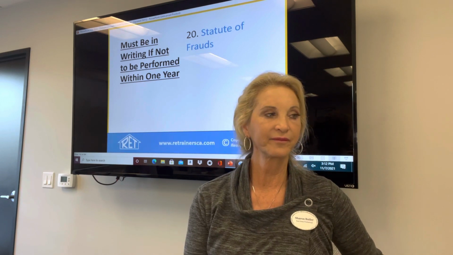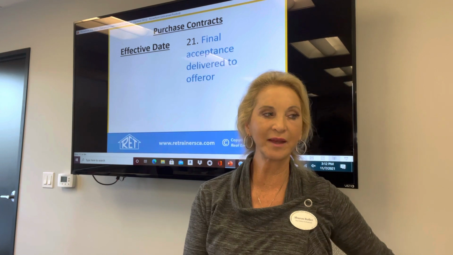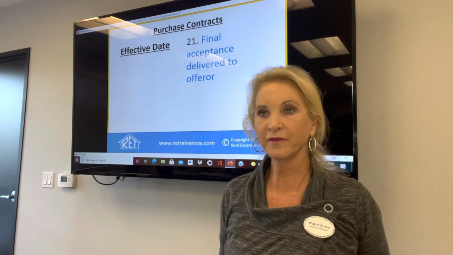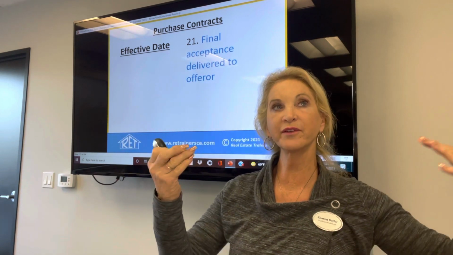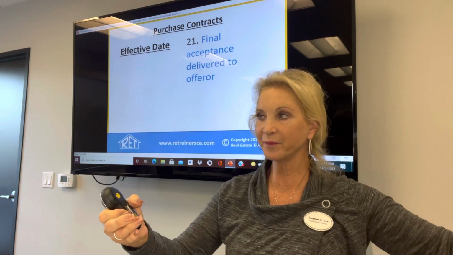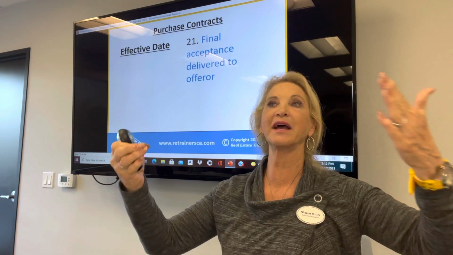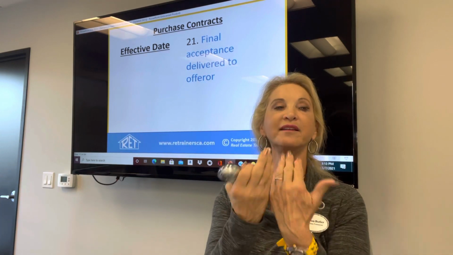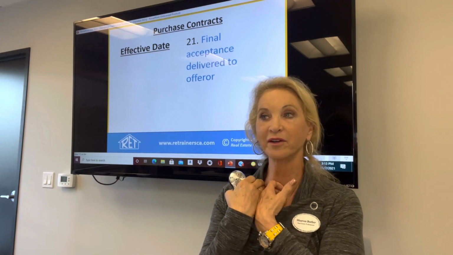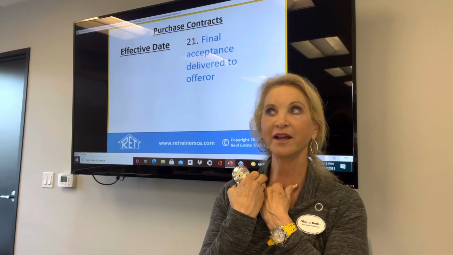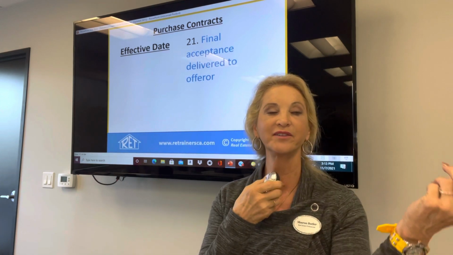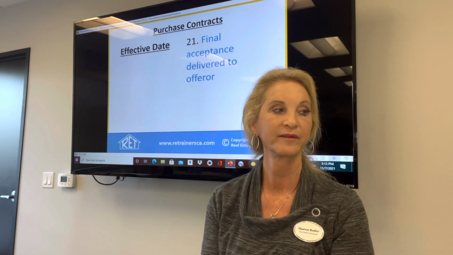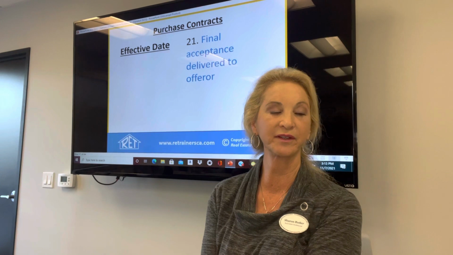You guys ready? Effective date, final acceptance delivered to offeror. So the offeror, that's the buyer, gives an offer to the seller. The seller takes a little bit of time, but they accept the offer and they sign it and they give it back to the person who gave it in the first place. So once the person who gave the offer gets the acceptance and it's signed, that's the date that we're starting from. Because a lot of real estate agents are like, I don't know what day we take. Effective date is the date when the offeror gets it back, and it's a signed, executed contract.